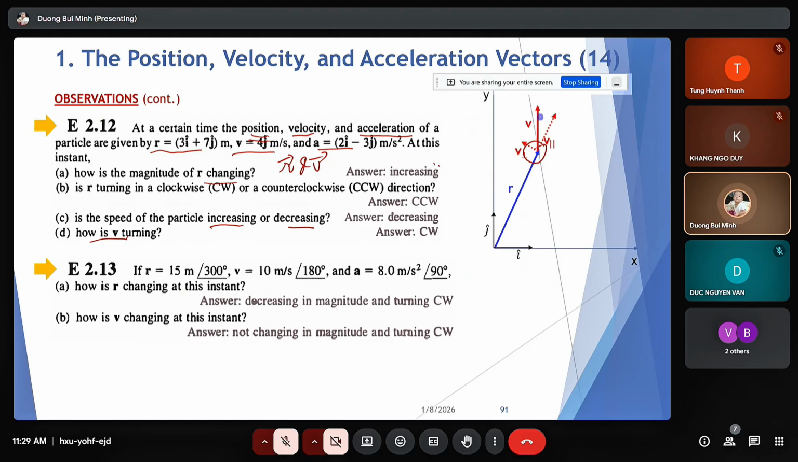So you need to find the projection of V onto R. Here you can get V perpendicular, and here we have V parallel. V parallel is in the same direction as R, so the magnitude is increasing. And V perpendicular is like this, so that means we turn in the counterclockwise direction. So after some time, we can get vector Rf like this.